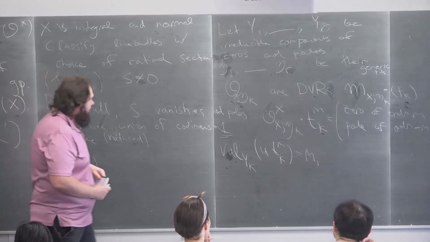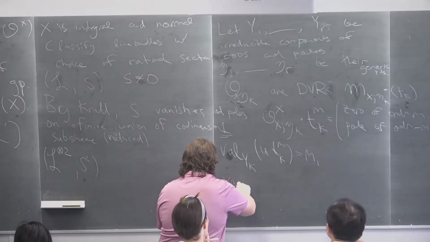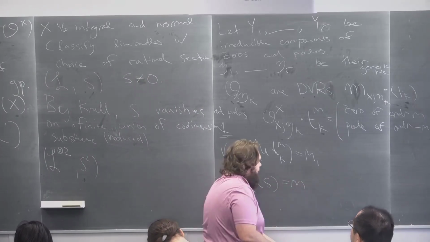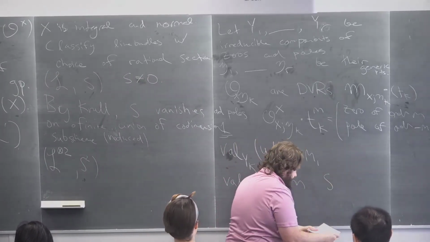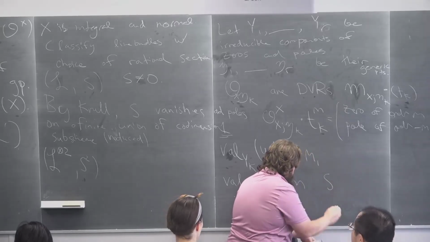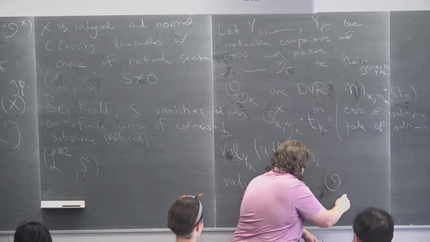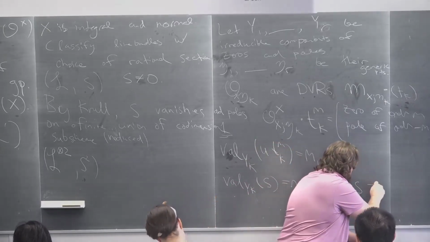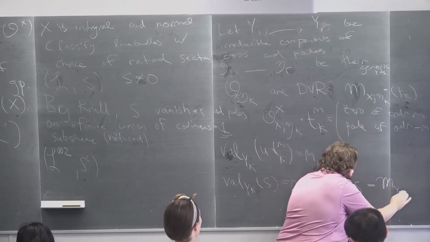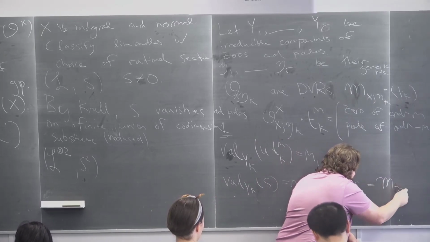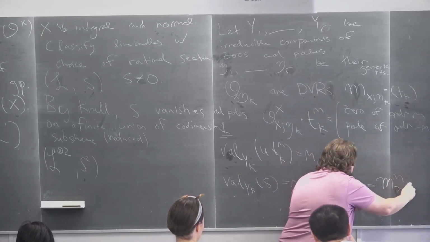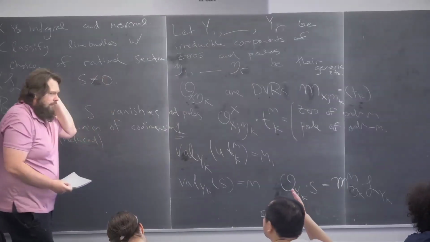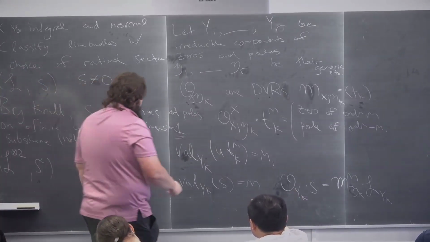All right, I can say this more invariantly by saying that val y of k of s is equal to m, where s times O of y k is equal to theta k to the m times the stalk of the line bundle. So that's a bunch of sections of the line bundle. What is this? A unit.